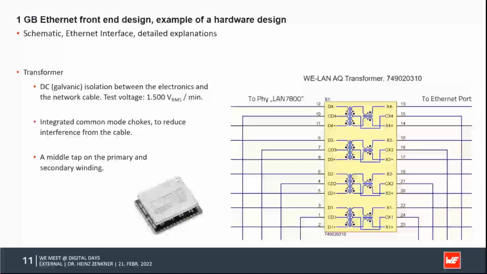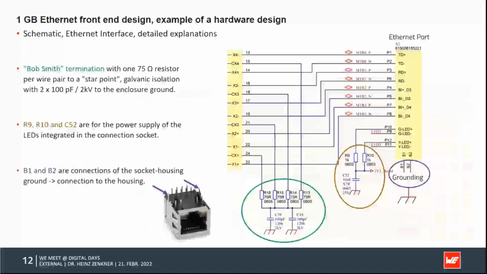So the next slide shows you a little bit more of the schematic. The Bob-Smith termination with the 75 ohm resistors has been connected via two capacitors to the shield ground. The shield ground is the ground which is, let's call it, an easy way.